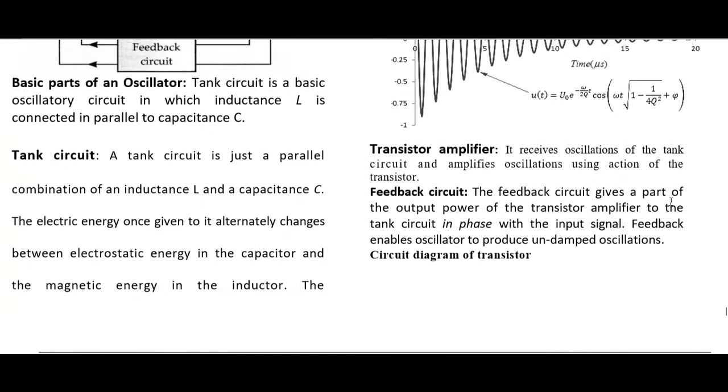Now, it receives oscillations from the tank circuit, amplifies by the transistor action, and then feeds back some part of this. Next is the feedback circuit. A part of the output power of the transistor amplifier is fed to the tank circuit in phase. This is given back to the tank circuit in phase to the input signal. Feedback enables oscillator to produce undamped oscillation.